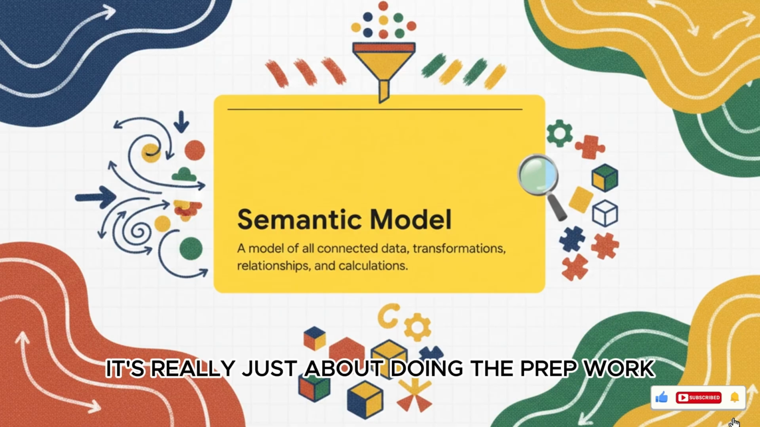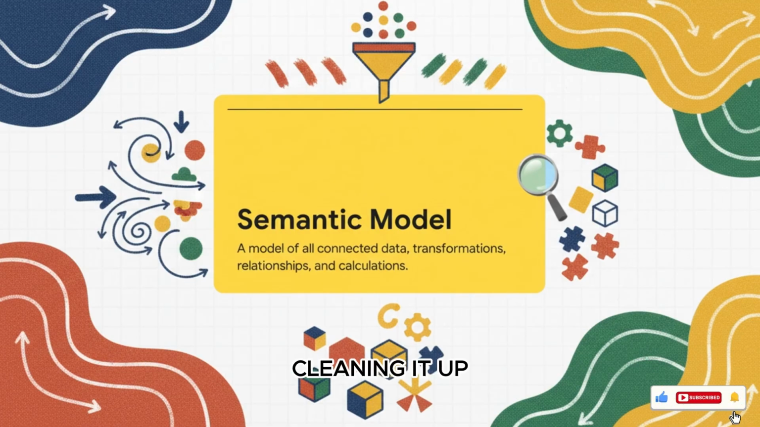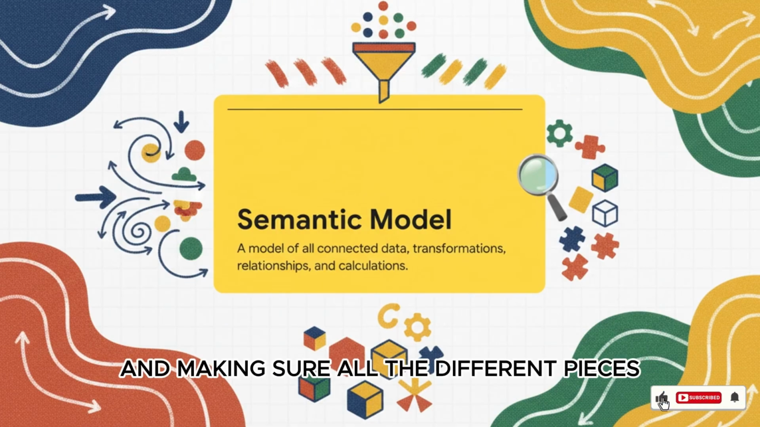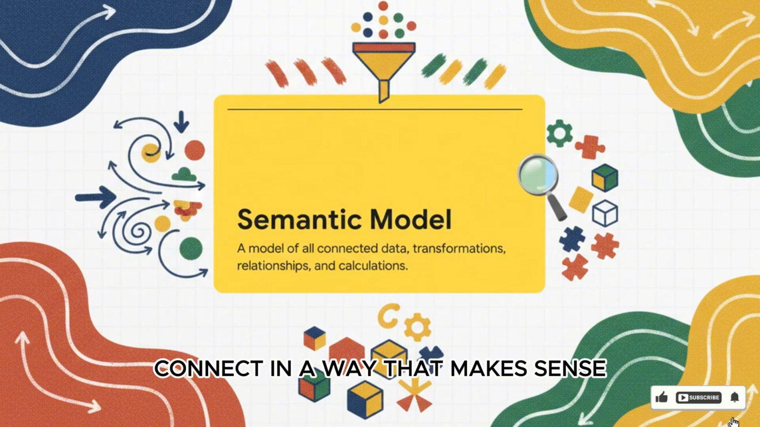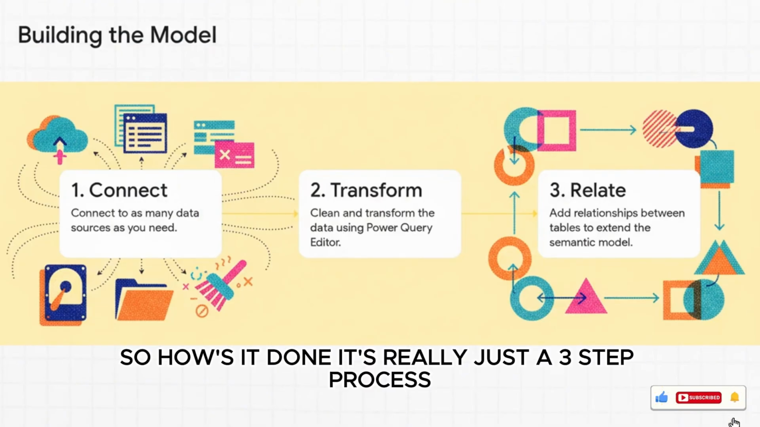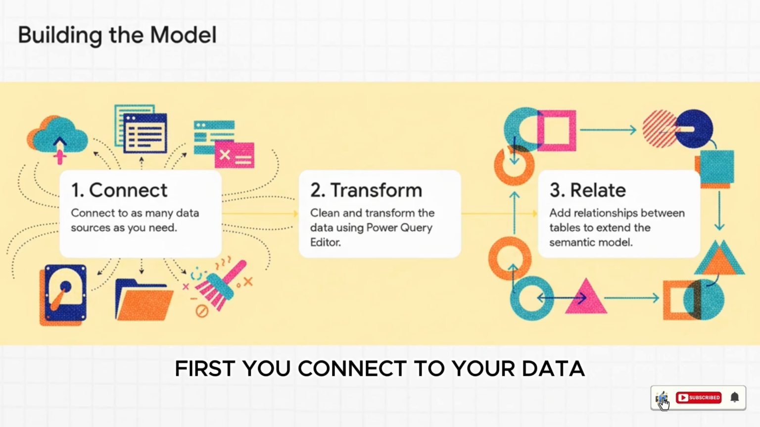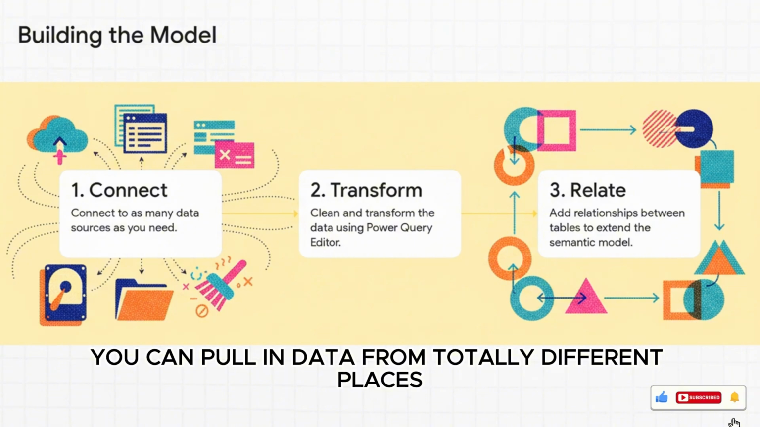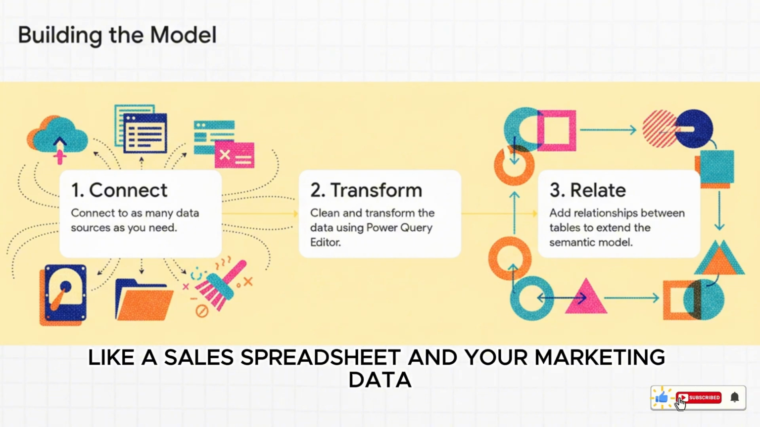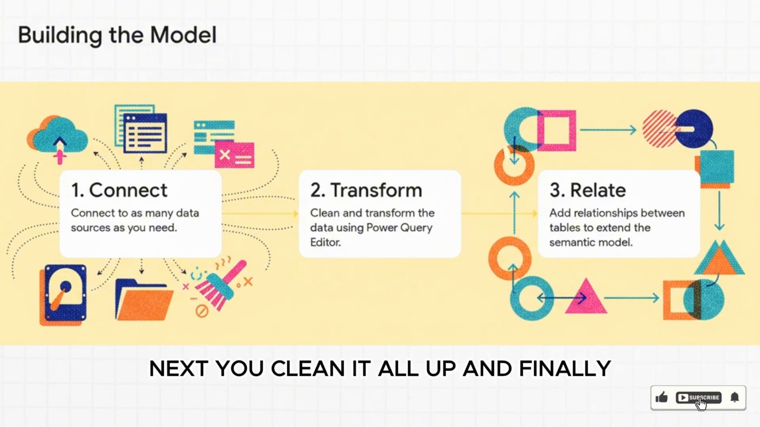It's really just about doing the prep work, gathering your data, cleaning it up, and making sure all the different pieces connect in a way that makes sense. So, how's it done? It's really just a three-step process. First, you connect to your data. And this is so powerful because you can pull in data from totally different places, like a sales spreadsheet and your marketing data. Next, you clean it all up.